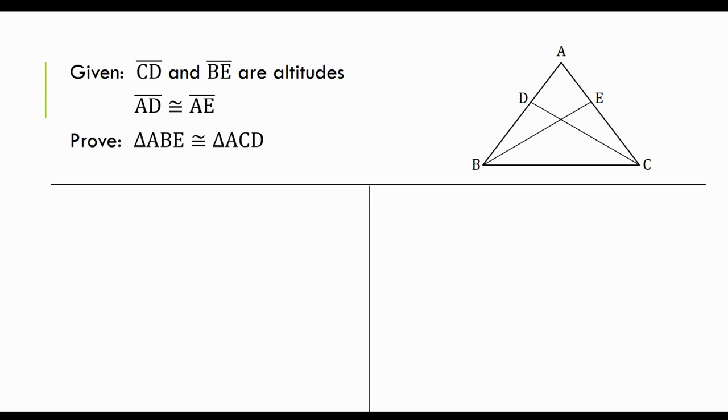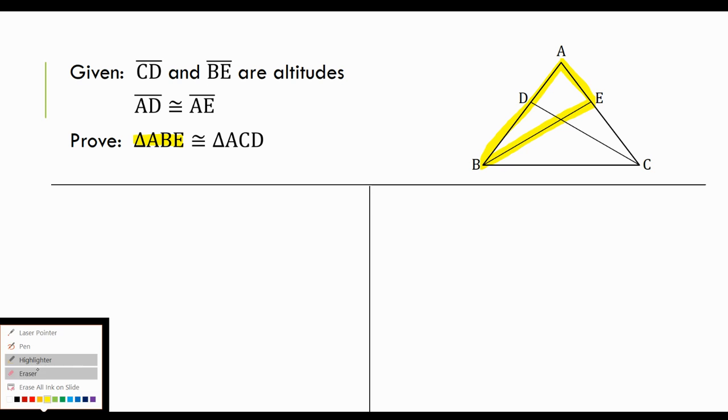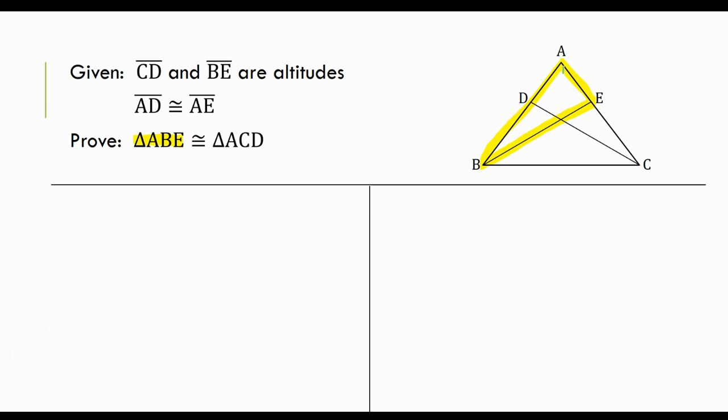There are quite a few triangles in this problem, so I would highly suggest that you sketch the picture, but then I'm going to highlight the two triangles that we're going to prove congruent. So we're going to be proving triangle ABE, that's my triangle in yellow, is congruent to the triangle ACD, which I have here in green.